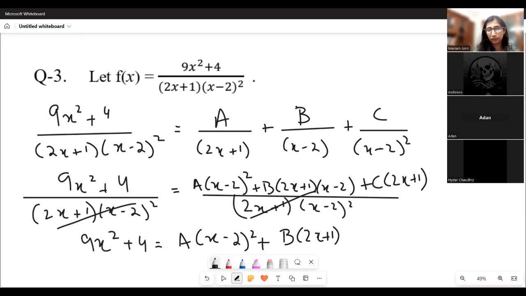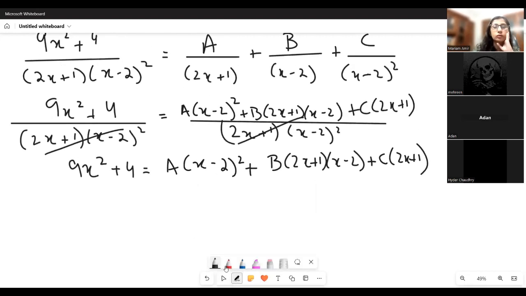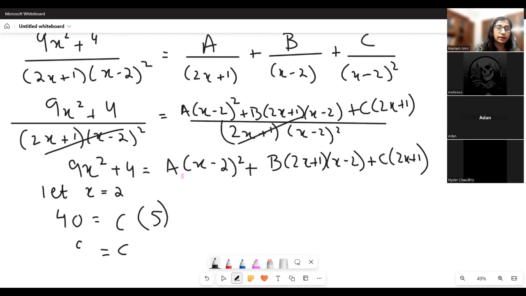(2x plus 1)(x minus 2) plus C(2x plus 1). All right, let's start with x equals 2 so that this term becomes 0 and also this term becomes 0. So we'll be able to find the value of C. So I'm starting with x equals 2. So we have 9 times 2 squared plus 4, which is 40, equals A times 0 gets eliminated, B times 0 gets eliminated, equals C times (2 times 2 plus 1), which is 5, which gives us C equals 8.